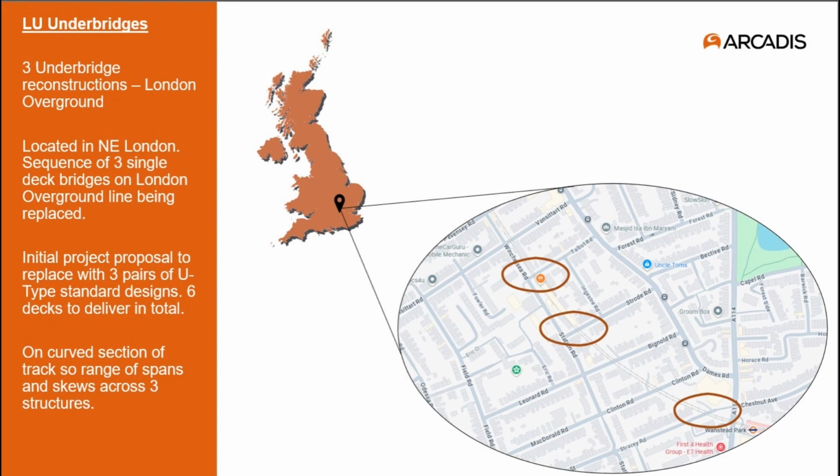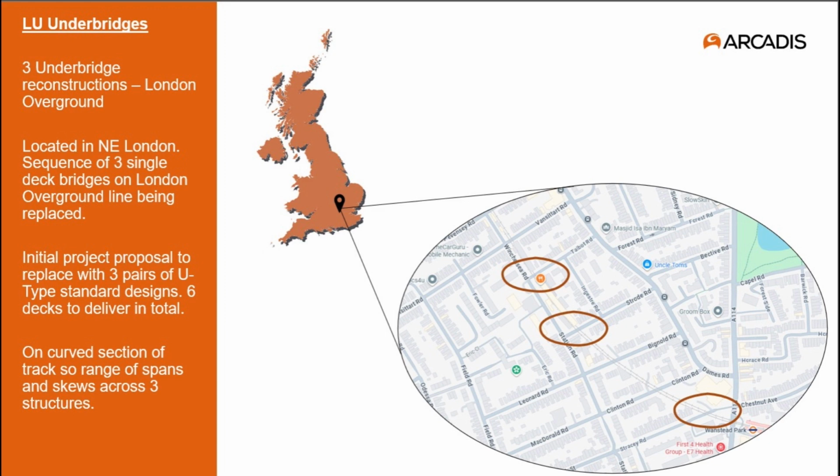We're currently running this process to identify design opportunities and to improve project certainty from the outset on a project we're doing in North East London. The project consists of 3 parallel bridge replacements on the London Overground network, and the initial proposal for these 3 bridges was to replace the original single deck structure at each location with a pair of standard U-type decks, so a total of 6 decks across the whole project.